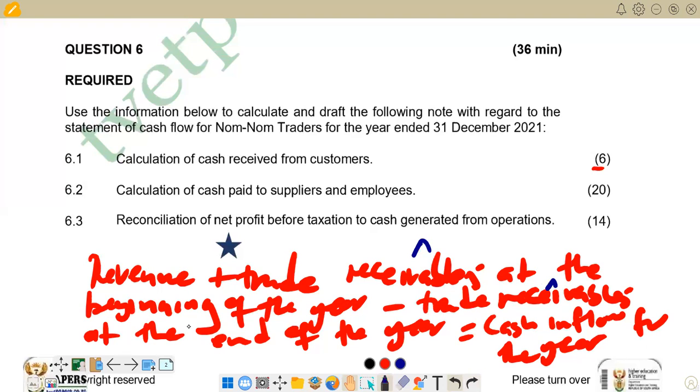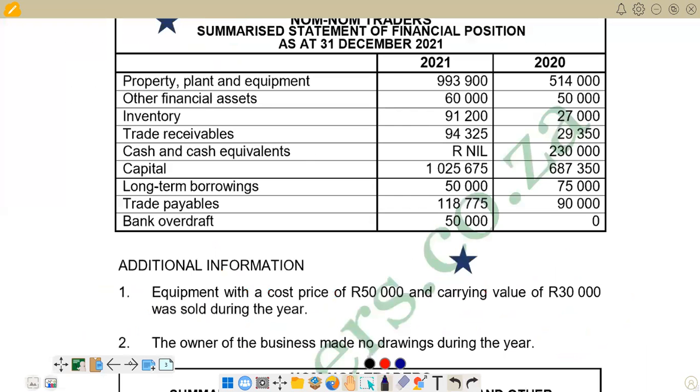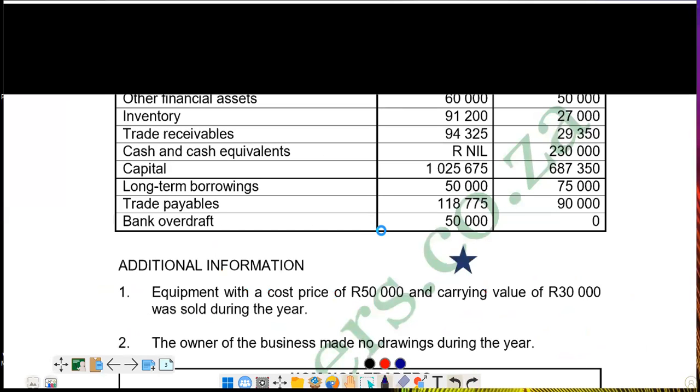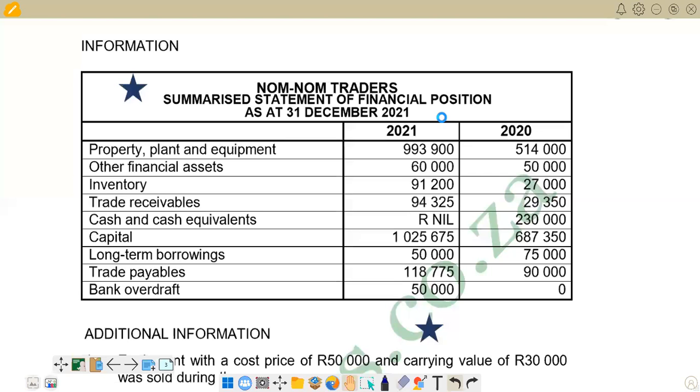Then we're going to present it in the answer section. Before that, we look at the balances that we are given in the question. You'll see that we have information given there for the question. We are given a table, and the table is giving us some balances that we are supposed to use in the calculations. So we are going to go through these balances.